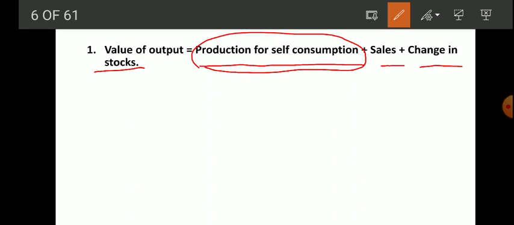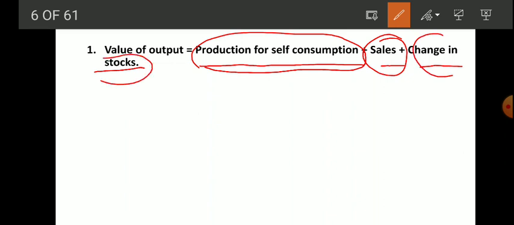It should be the value of the total product that has been produced. So, self consumption should be included. You should not exclude it if there is self consumption. If no one is consuming their own goods directly, then this value will be 0, and at that time there is no need to calculate it. If there is self consumption, then definitely you have to add it with the other components. What are those other components? Sales and change in stock.